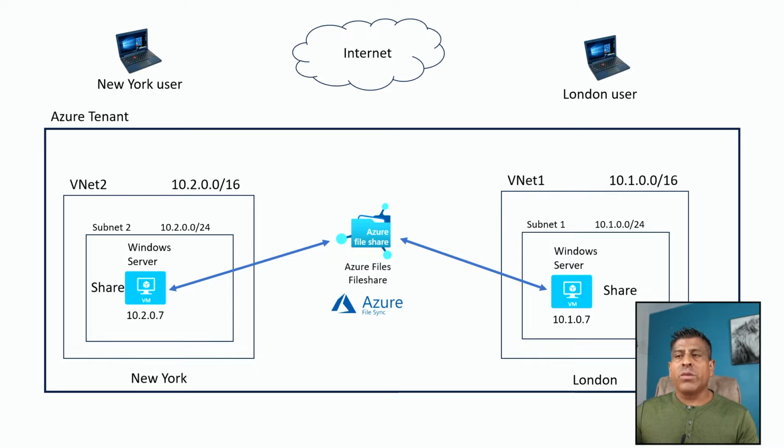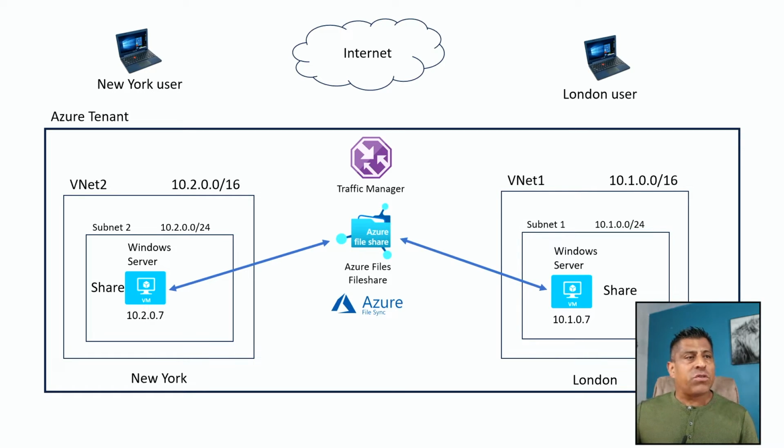What else are we going to do? We are going to create, of course, the regular Azure VNets. We have two VNets and two subnets. We are going to have two Windows servers, one in a VNet in London and another one in a VNet in New York. And we're going to use Azure File Sync to keep the shares synchronized to Azure Files. That's going to give us the capability to be in two different regions.